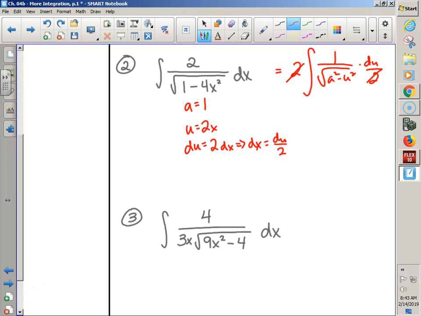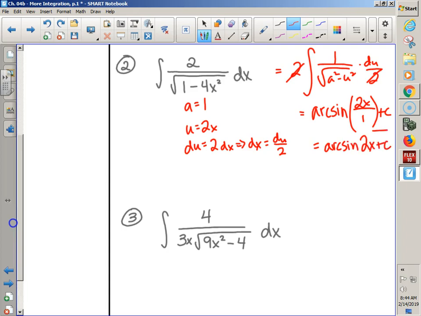Who does this match up with? Arcsine. Not all of you might know this, but the formula for arcsine is 1 over a times... it's merely sine inverse, or arcsine. I'll do arcsine just for the heck of it, of u over a, which will be 2x over 1. Oh, sorry. Well, I guess we could just write that as 2x.